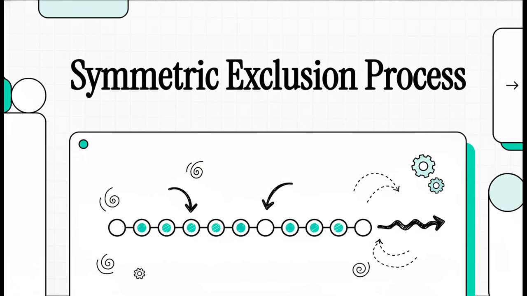So today, we're going to dive into something pretty cool. We're going to explore how the teeny tiny random jumps of individual particles can actually show us the predictable large-scale behavior of a whole system. We're going to unpack a really fascinating model from physics called the symmetric simple exclusion process.